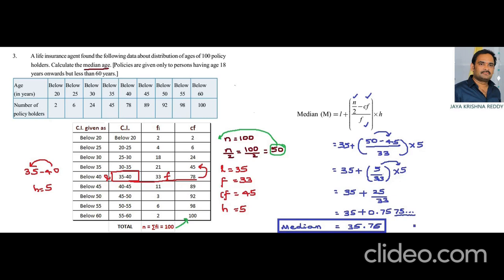And this median value always lies in the interval of the median class. The median class is 35 to 40, so the median value lies within this interval.